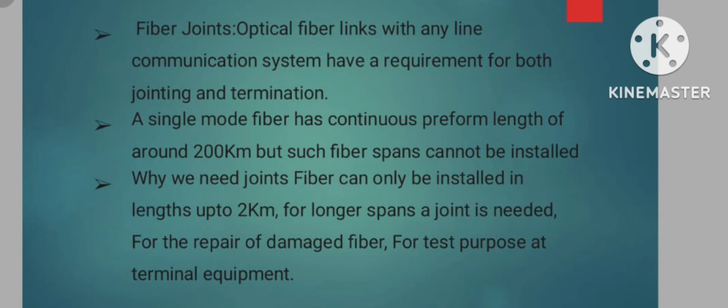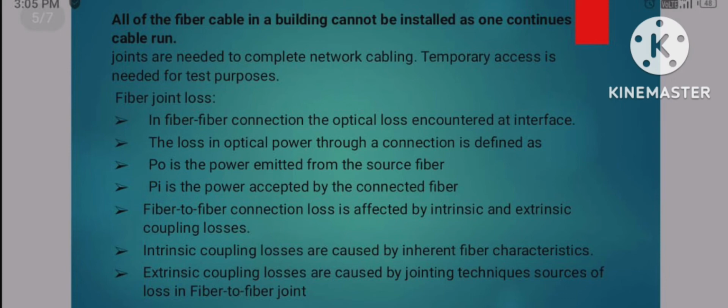If it is damaged, we can easily cut it out, and the damage can be rectified by using these types of joints. All the fiber cable cannot be installed as a continuous cable. As you know, it is difficult, so joints are needed. If we install a joint in a fiber cable, definitely there may be a loss in it.